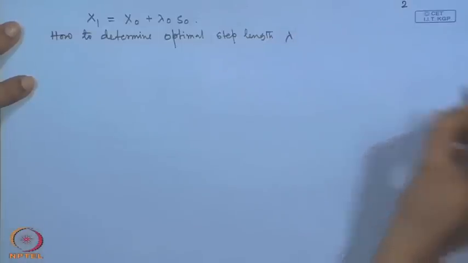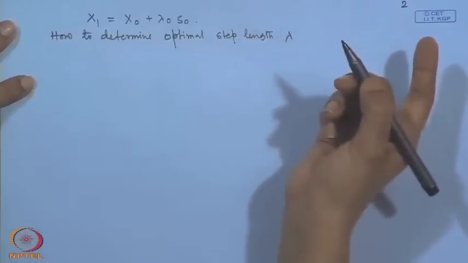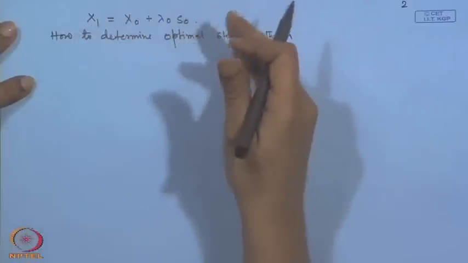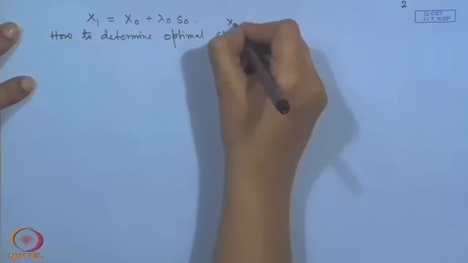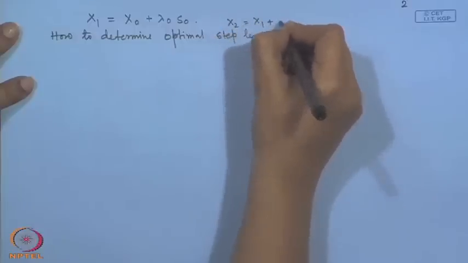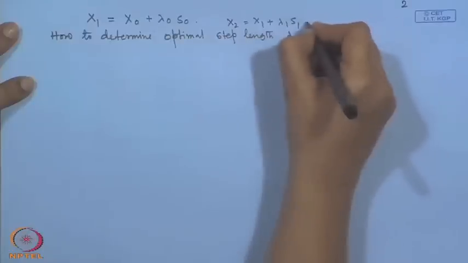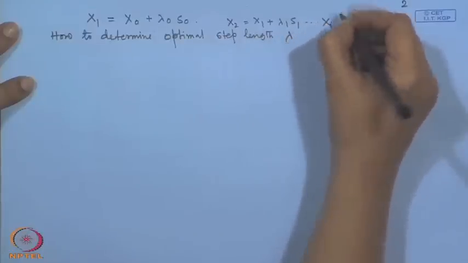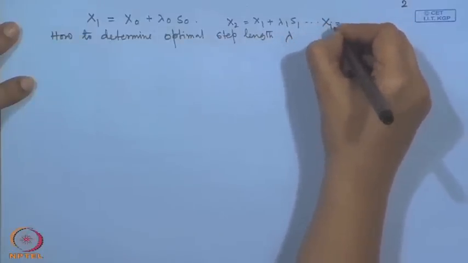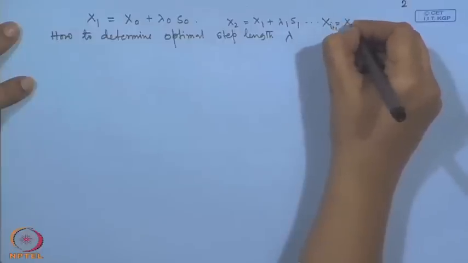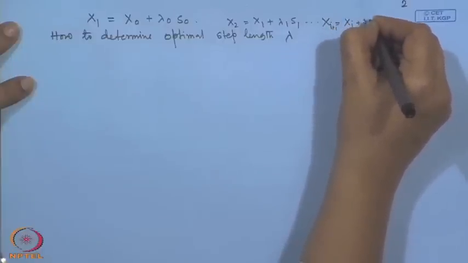Now, let me consider the ith step. That means x1 is moving to x2, x2 is moving to x3. In this way, we are proceeding further and further. x2 would be x1 plus lambda 1 s1. In this way, we are moving through to xi. xi+1 is equal to xi plus lambda i si.